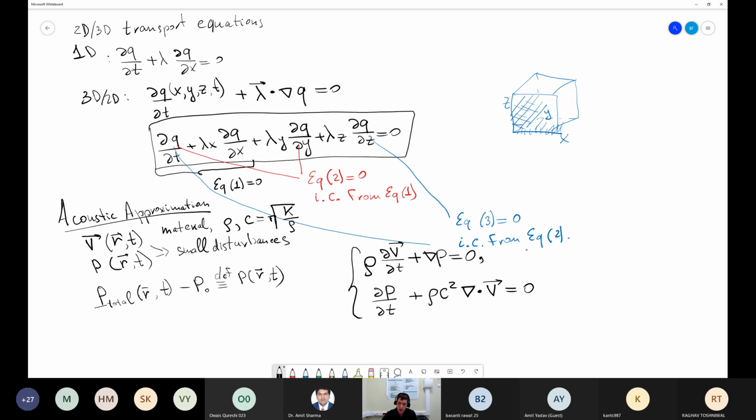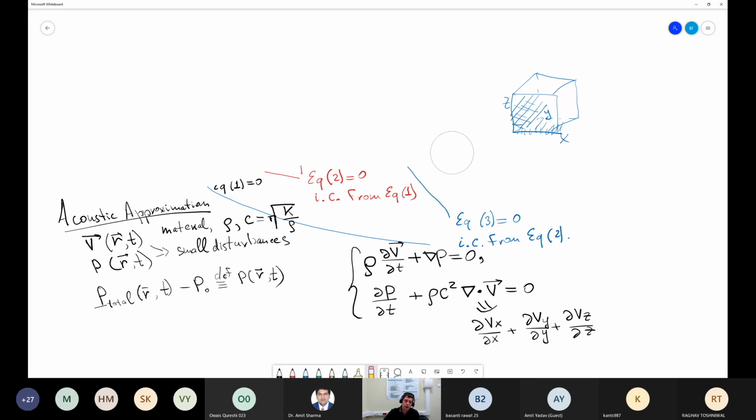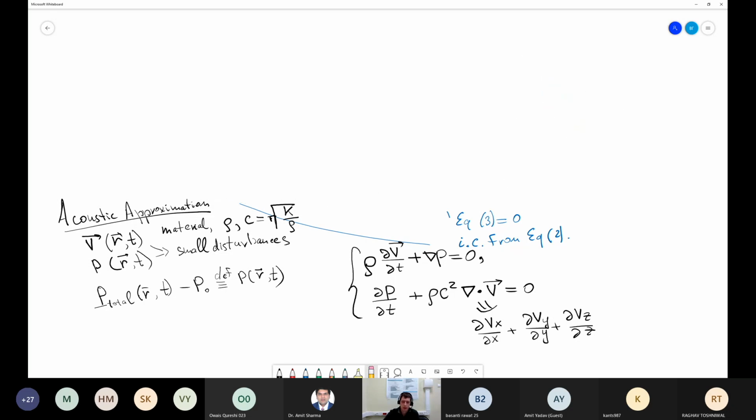Great. Let's discuss this member. It will give us the divergence. So dvx over dx plus dvy over dy plus dvz over dz. Divergence. So let's speak about the 1D case, because the trivial one is 1D. Let's obtain the system of equations that is valid for the 1D acoustic case.